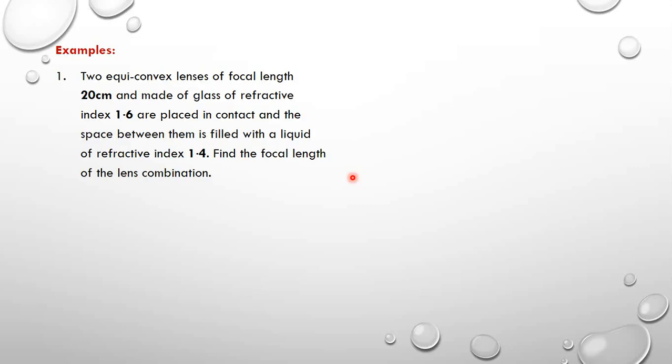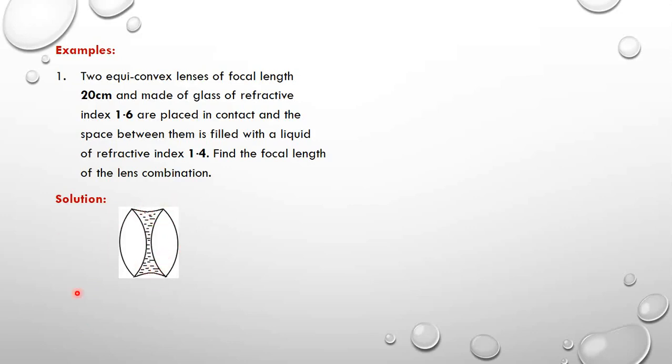So we have two convex lenses, equiconvex lenses. We are putting them together, and the space between them is filled with a liquid of refractive index 1.4. So it means that we shall have the combination looking like this. Two convex lenses, this and that. In between you have a liquid. And that liquid is also now going to form a lens.